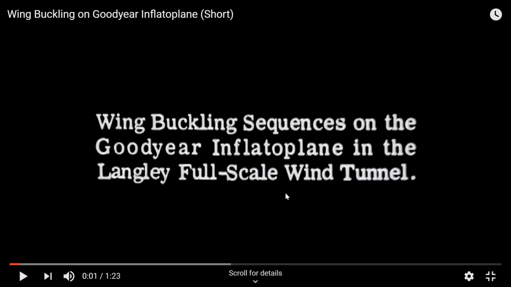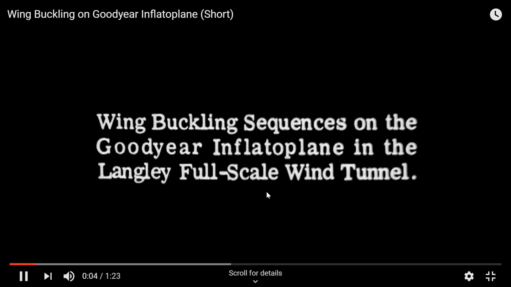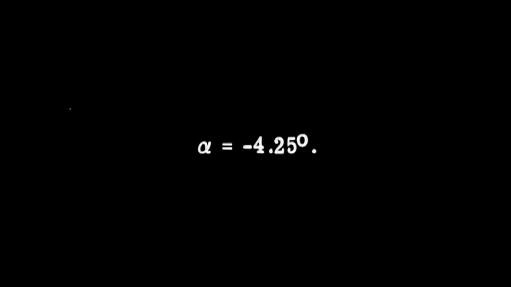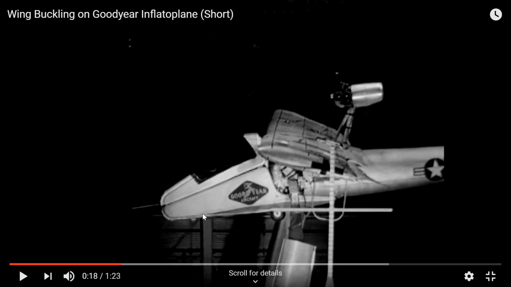Okay, so in this video we are going to see the wing buckling sequences on a Goodyear Inflatoplane in a Langley full-scale wind tunnel. Goodyear is a company that makes tires, right? And the wind velocity is 69 miles per hour, and the angle of attack is negative 4.25. So you can see here, these are the wings, right? They are going through just regular flight, if you will.